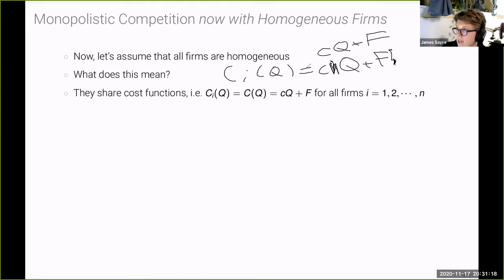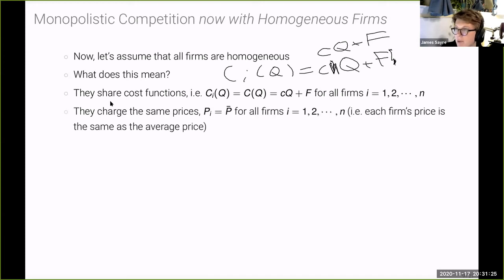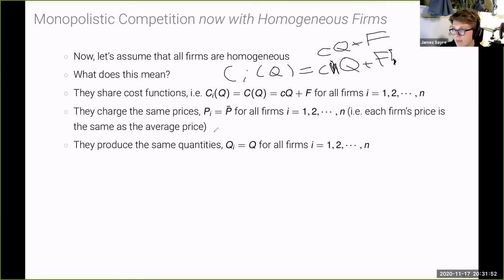And so that's what it's going to mean for all firms to be homogeneous. If all firms are homogeneous, then it would be weird if they didn't charge the same prices. And so that's going to mean that each firm, firm i, is going to charge a price that's exactly equal to the average price P bar. No firm is going to deviate from the industry average. They're all going to charge exactly the same price.